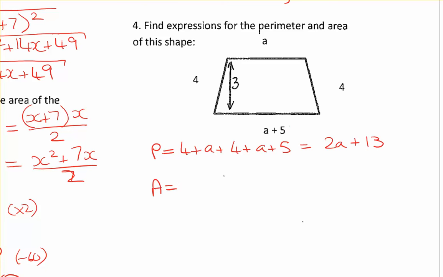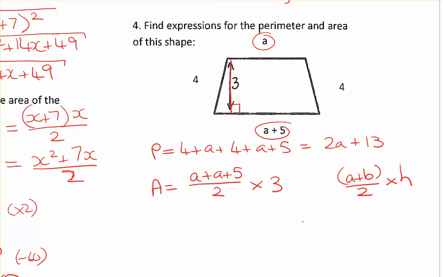Area of a trapezium. We need to add together the two parallel sides, divide by 2, and then we times by the perpendicular height between them. So if you're a bit rusty on trapeziums, the formula is a plus b divided by 2 times the height, where a and b are the two parallel sides. So simplifying that, we'd get 2a plus 5, that's times 3 over 2. We could expand that further if you wanted to. Get 6a plus 15 all over 2.